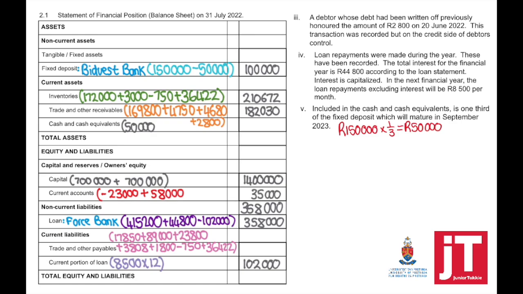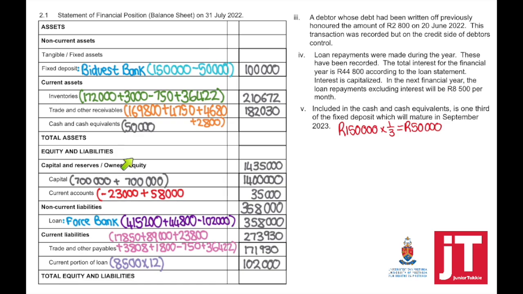My current account, 35,000. Which means my total owner's equity is capital plus the current account. Then we can solve our trade and other payables, which means our total current liabilities is my trade and other payables plus the current portion of loan.